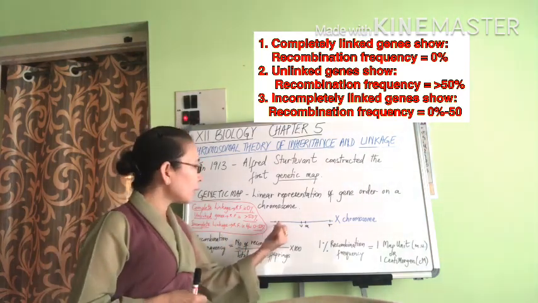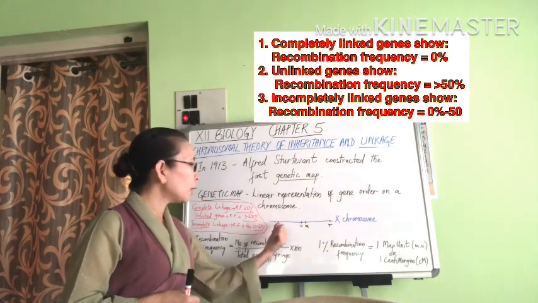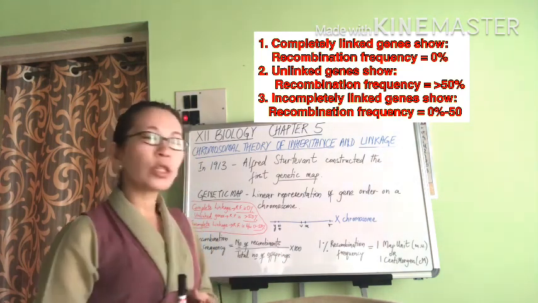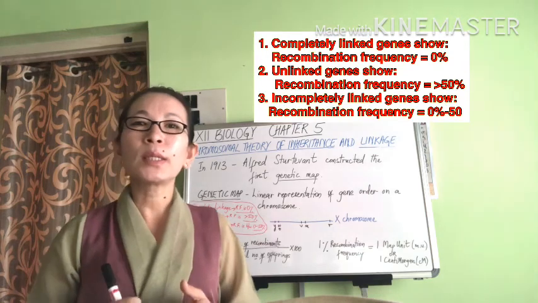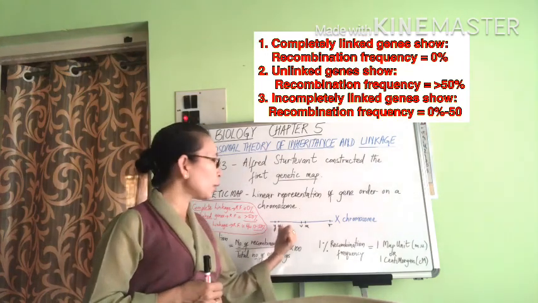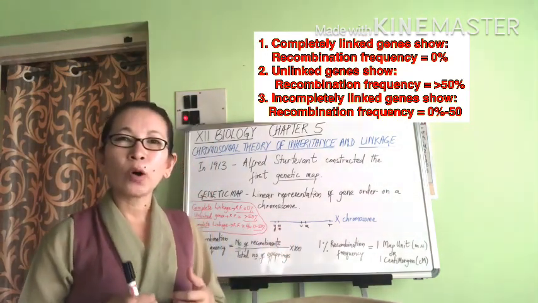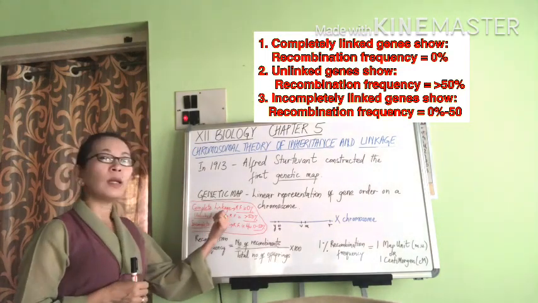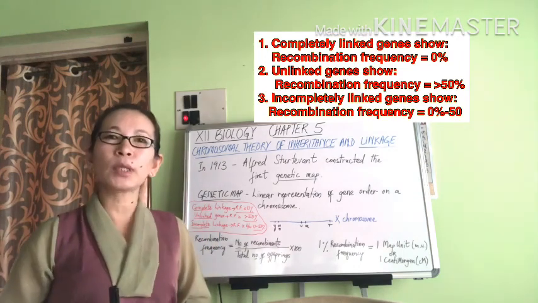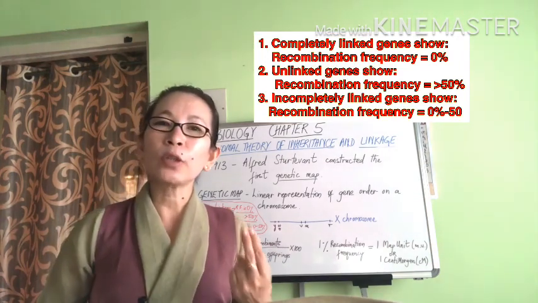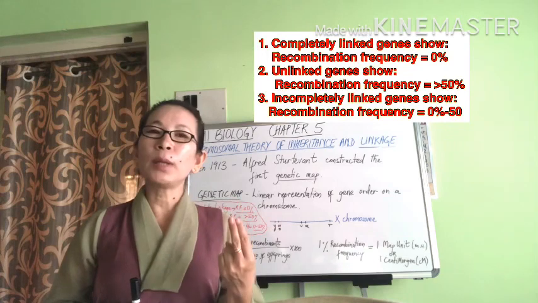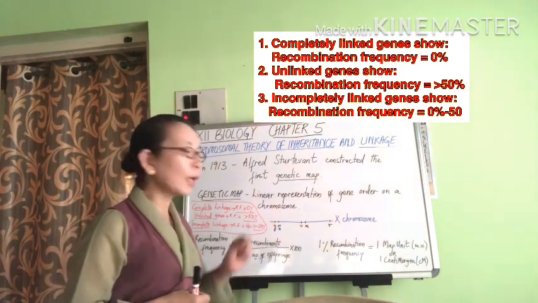In the same way, when he studied the recombination frequency between the W and O genes, he observed that it was 0%. This means there was no recombination at all between W and O genes. He called such genes completely linked genes. So W and O genes are showing complete linkage. That means they are always going to stay together, and hence we cannot expect any recombination to take place between W and O genes.